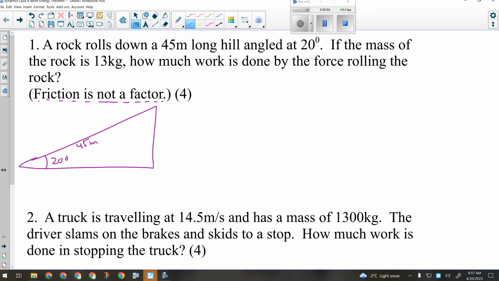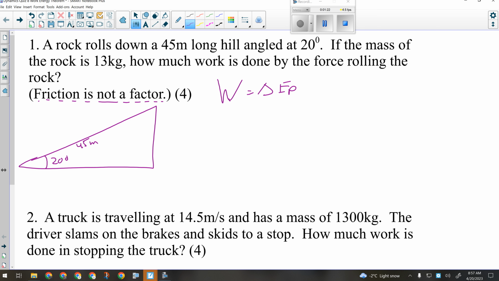If there's no friction, it's the same. It doesn't lose any energy on the way down. All that happens is it gets converted from potential to kinetic. Okay, so if they're asking how much work is done by the force rolling the rock, there's two ways to do this. I could say that work is a change in potential energy.